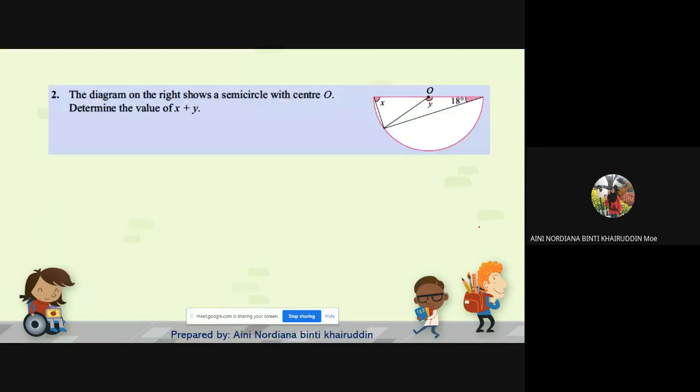Okay, next question number 2. The diagram on the right shows a semicircle with center O. Determine the value of x plus y. Since this is diameter, the angle here is 90 degrees. The angle here is 18 because this is radius, this is radius. So this angle equals this angle.